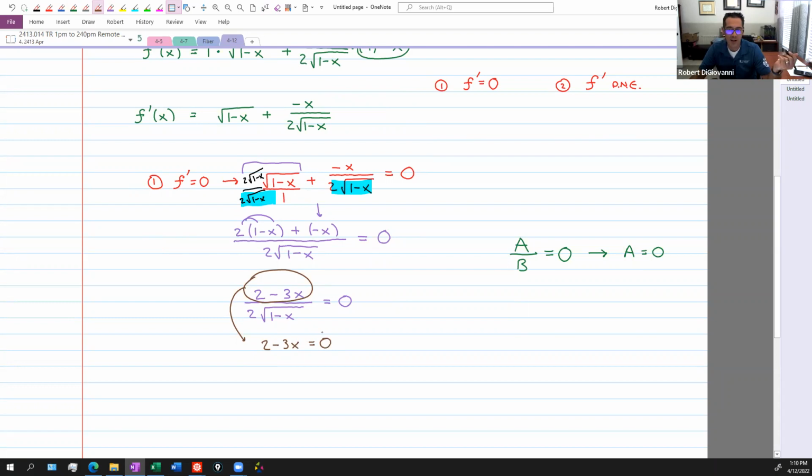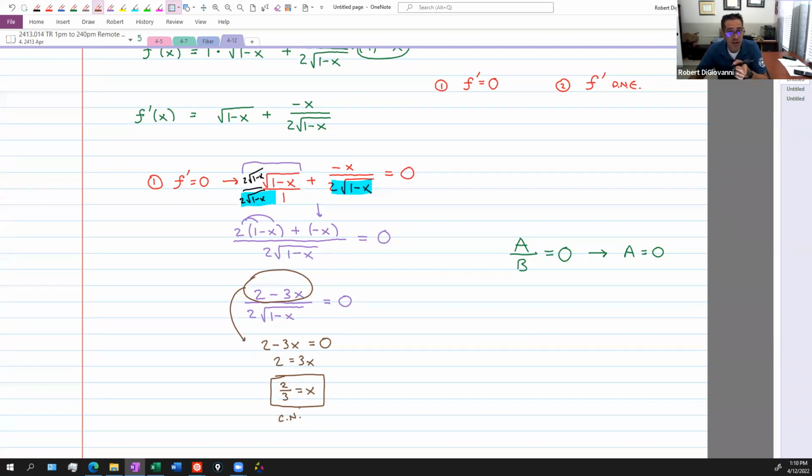And then this is just a linear equation. I can just move the 3x to the other side and divide by 3. X equals 2/3. This is my first critical number, right? That's a critical number. Something important is happening there at x equals 2/3.